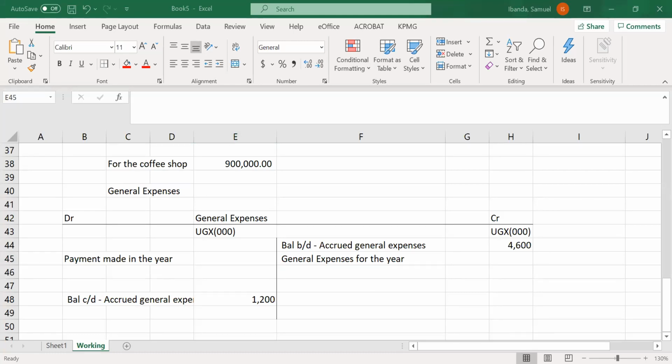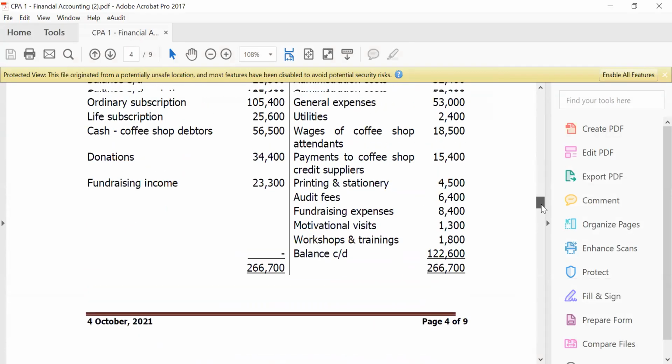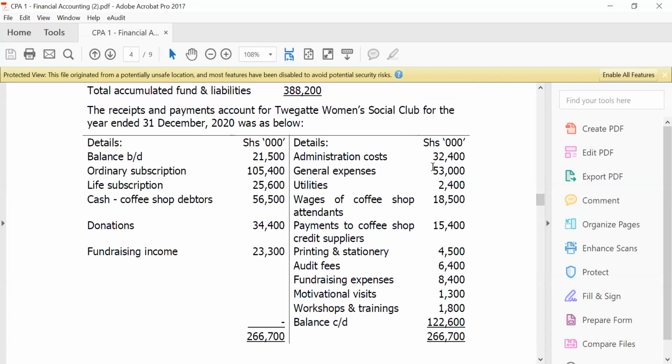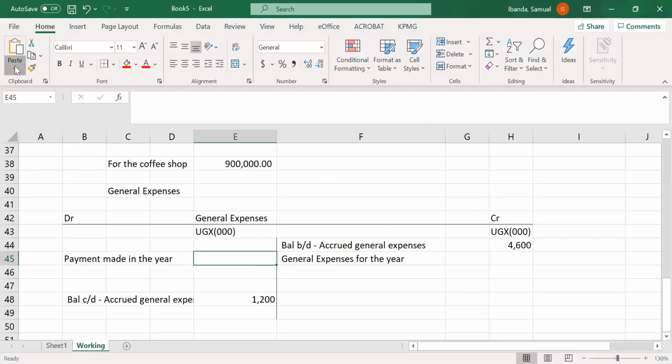When you go to your information, your receipts and payments, this that you see here, 53,000, is basically general expenses that were paid during the year. So I'll pick 53,000 and I'll come and put it here. 53,000.